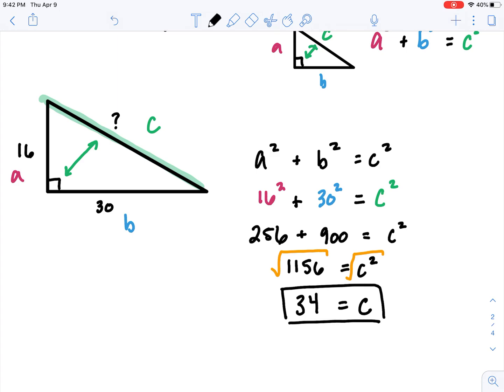If you're using your phone calculator to do this, if you turn it sideways, you'll see a little button that looks like this.